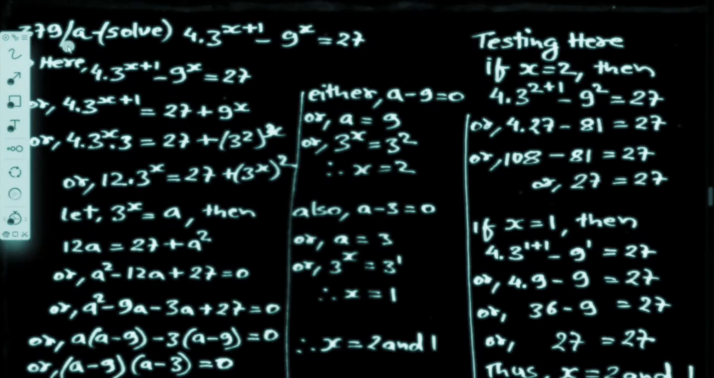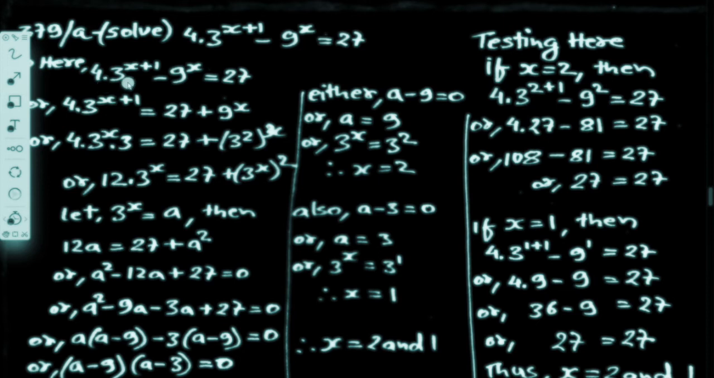Next problem, number 379 A. Solve. Our given equation is 4 into 3 power x plus 1, minus 9 power x, equals 27. From this equation we should find the value of x. To find the value of x, we have to make it easy for calculation.